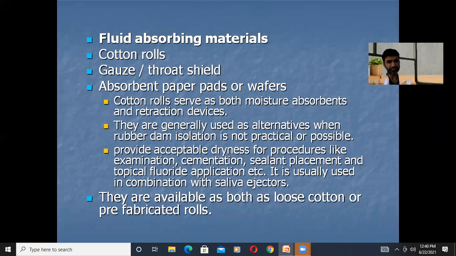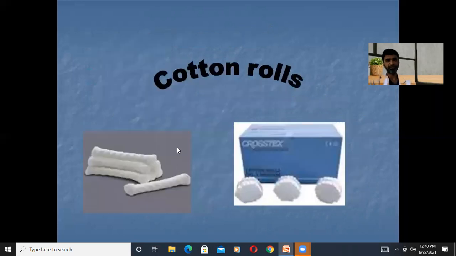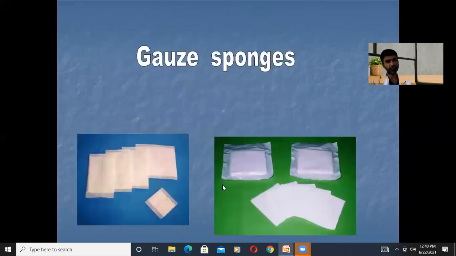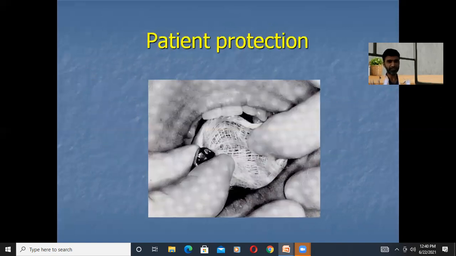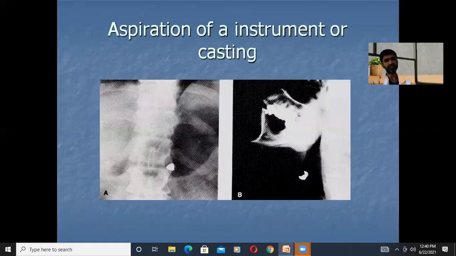They are available as loose cotton or prefabricated rolls. These are the cotton rolls. We are very much exposed to the cotton rolls, and these are the gauze sponges which are used for drying surfaces, and the throat screens. A throat screen can be used to avoid aspiration, like when we are performing crown preparation or when you are doing RC files, when minute instruments are being used without rubber dam, or indirect restorations such as castings or trials are being tried. Throat screens can be used in this way, and can be used to prevent aspiration of instruments or castings.